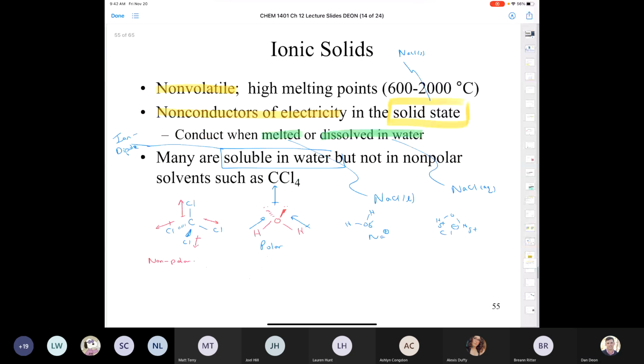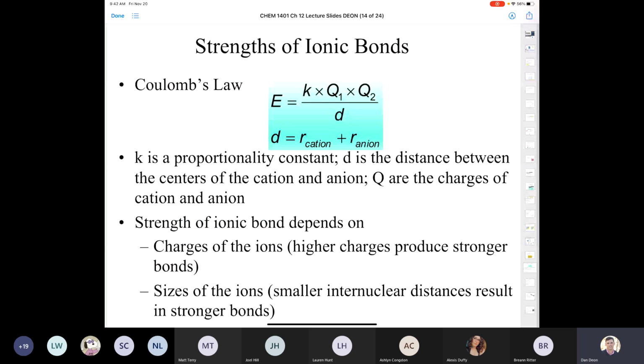But what about the strengths of ionic bonds, right? Ionic bonds are really strong, but some ionic solids are stronger than others. Well, the strength of an ionic bond is related to Coulomb's law, so the amount of energy that it takes to break that ionic bond is going to be proportional to some constant K, which we call the proportionality constant, multiplied by the charge of the cation times the charge of the anion, divided by the distance between the 2 nuclei.